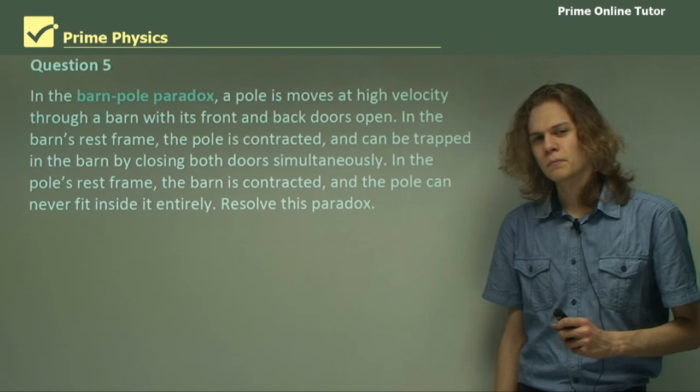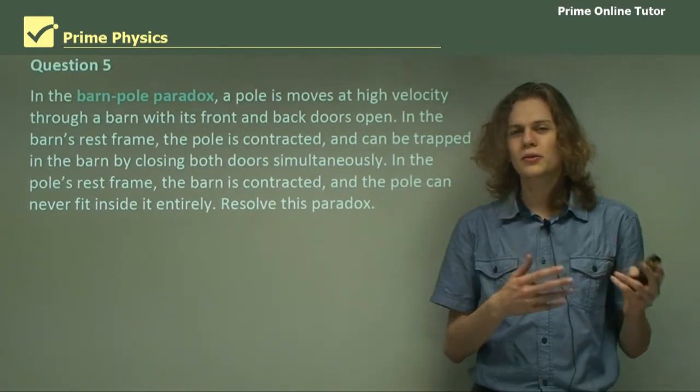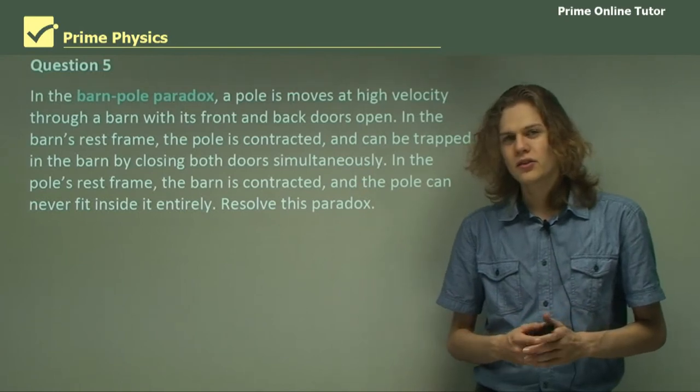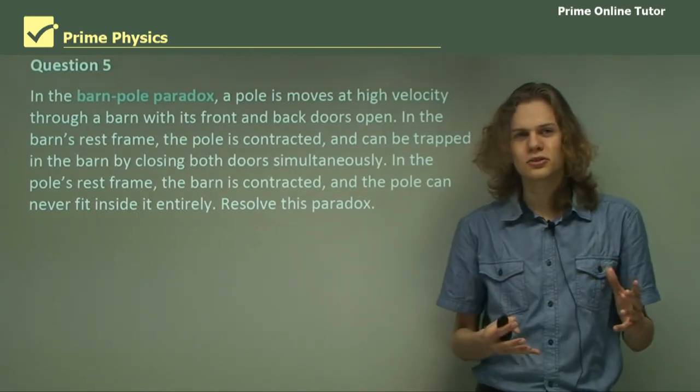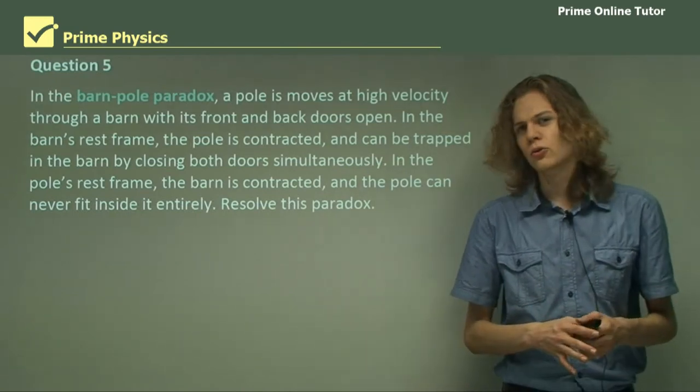Question 5. Here we have another paradox about the theory of special relativity. This is another paradox that was proposed to Einstein to sort of refute his ideas and say that they couldn't possibly be right. Let's take a look at it.